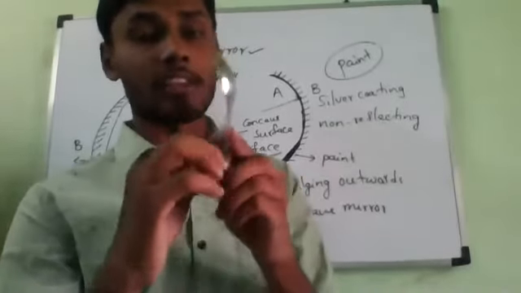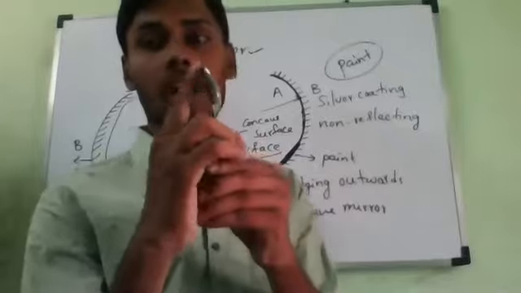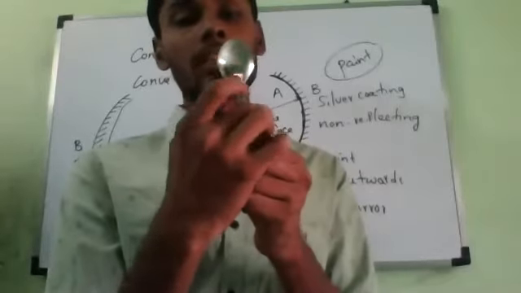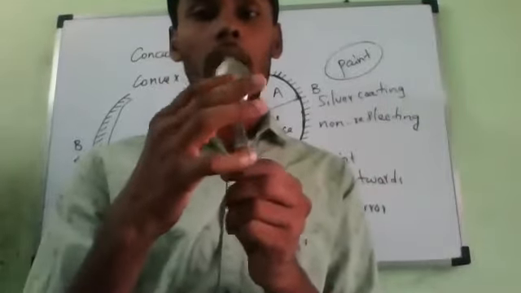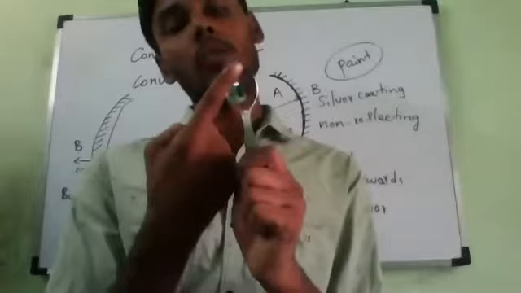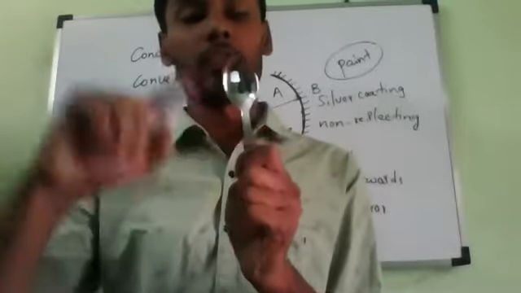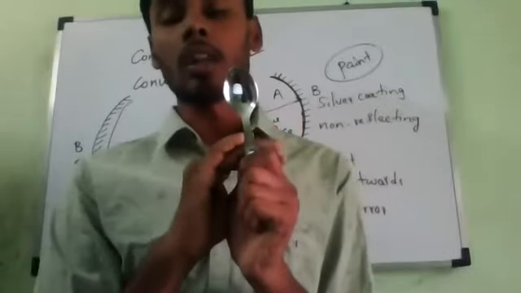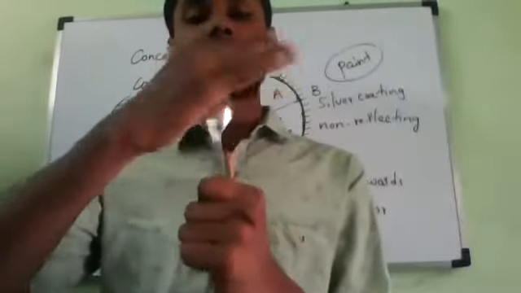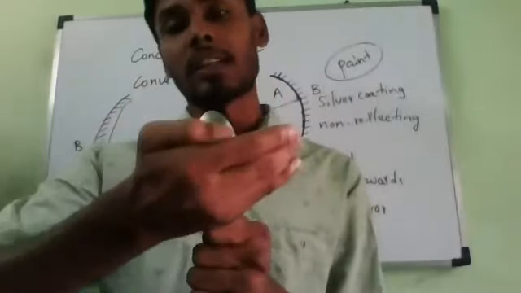Even in this shining steel spoon, always remember, this front side is the concave mirror, and this one, bulging out, is the convex mirror. Remember, for a concave mirror, the bent in surface is the polished surface, and the bulging out surface is unpolished or coated with silver. For the convex mirror, the outer surface is the reflecting surface, that is, the bulging out surface is reflecting, and the bent in surface is non-reflecting.